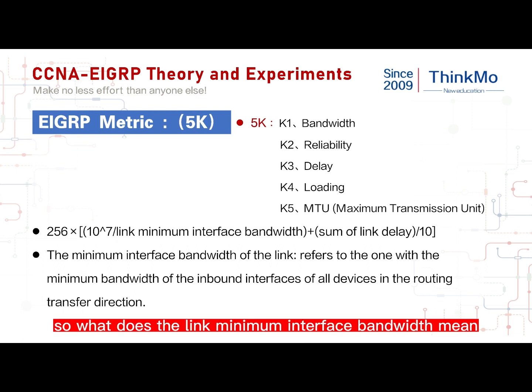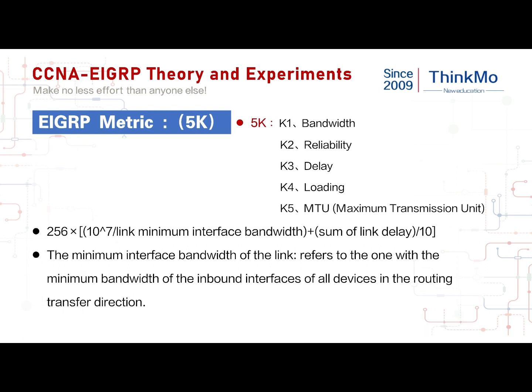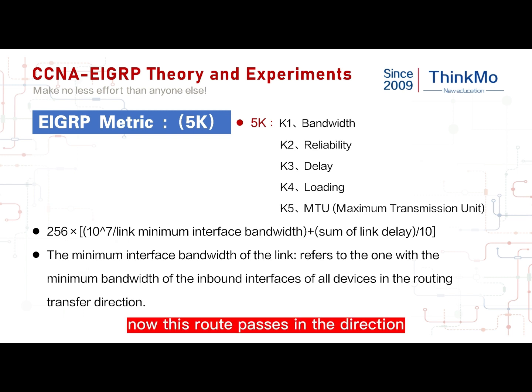So what does the link minimum interface bandwidth mean? Actually, it means that in the direction this route passes, the one with the smallest bandwidth among the incoming interfaces of all devices. What everyone understands may be a sum.